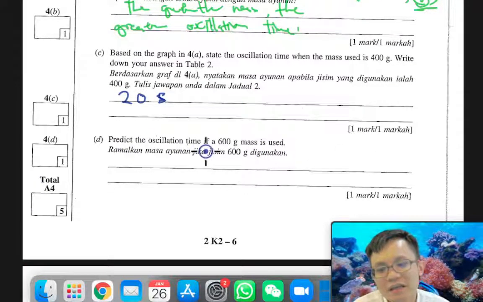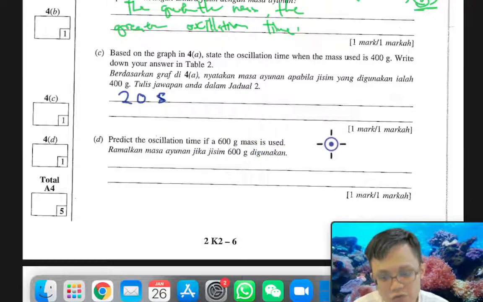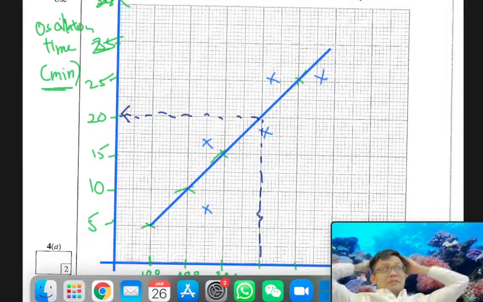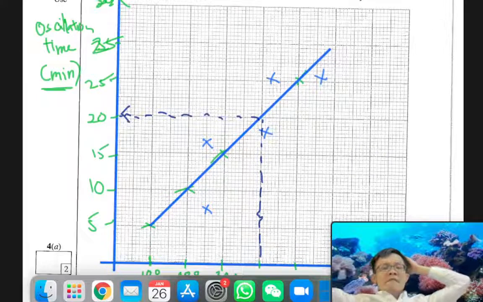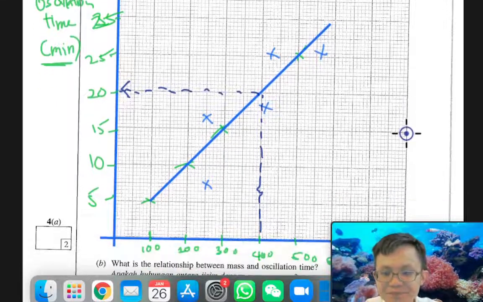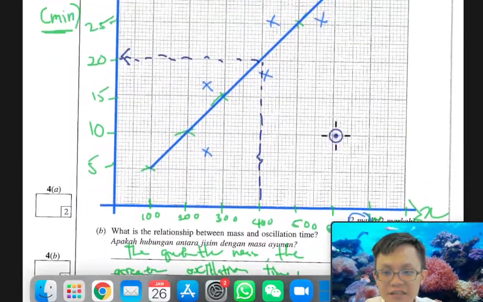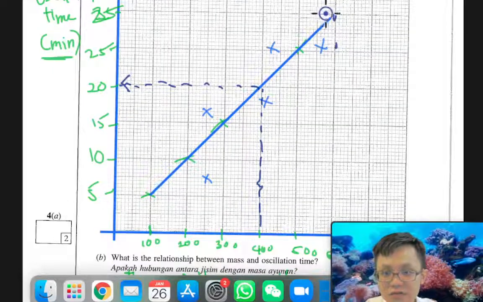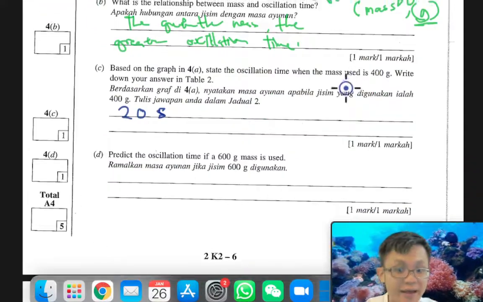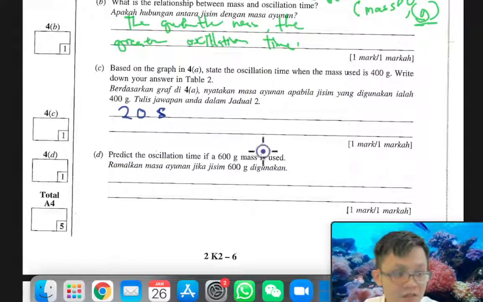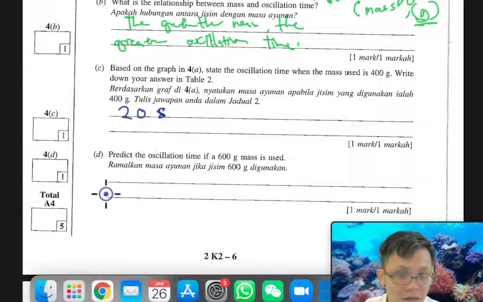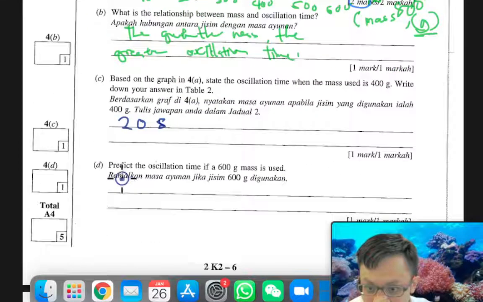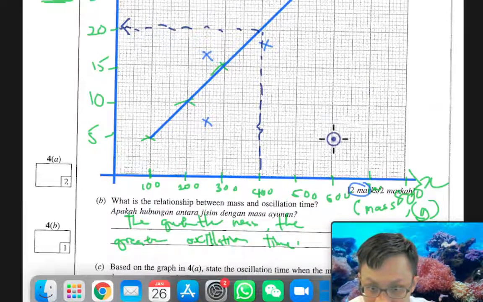Predict the oscillation time if a 600 gram mass is used. So if you use 600 gram, what is the time? 600 is here. You go up, it will go to here. It will go to 25. What's the unit? Second. 25 second. Did I do wrong? Why is the answer 31? Wait, let me see again. If a 600 gram mass is used, 600.